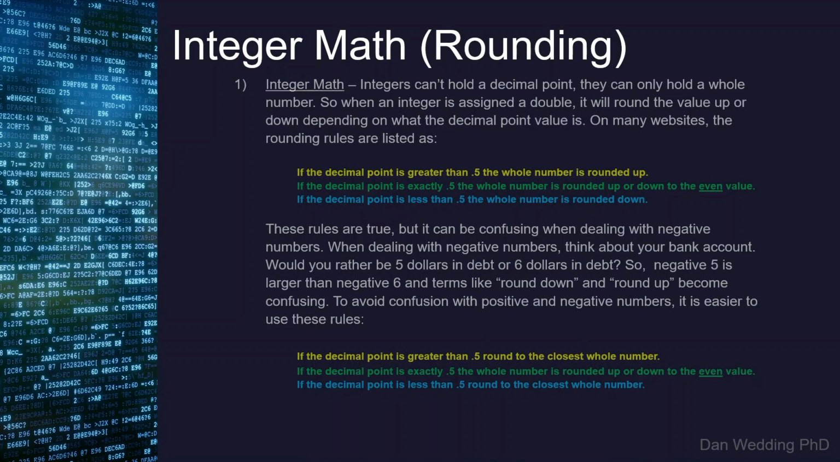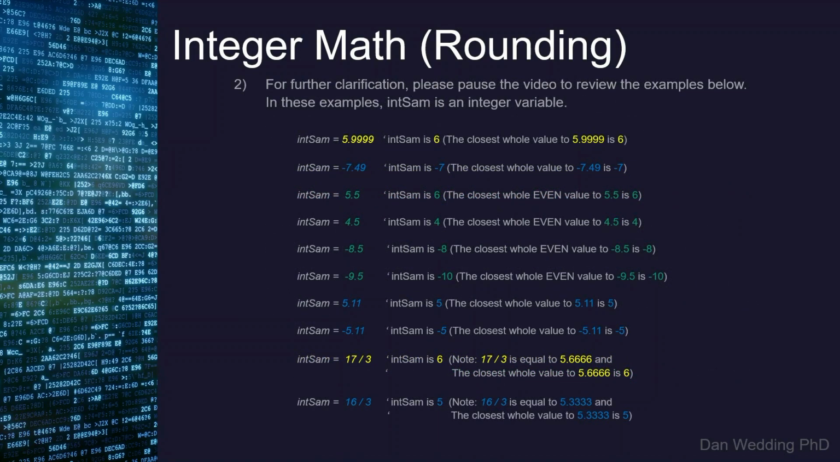If the decimal point is greater than 0.5, round to the closest whole number. If the decimal point is exactly 0.5, the whole number is rounded up or down to the even value. If the decimal point is less than 0.5, round to the closest whole number. For further clarification, please pause the video to review the examples below. In these examples, int Sam is an integer variable.